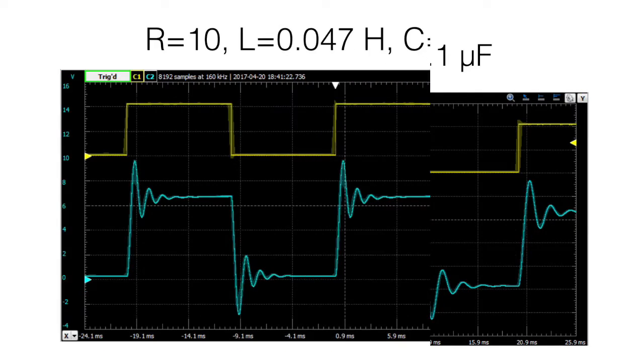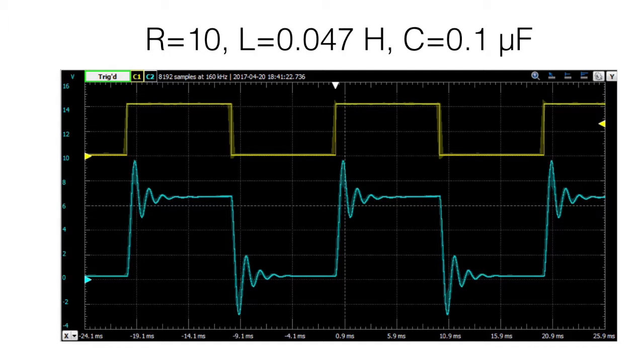Our next circuit used the original resistor and capacitor, but the inductor was changed to a 0.047 Henry inductor. Just like the first screenshot, this screenshot has the oscope where channel 1 is measuring the function generator into the OP amp, and channel 2 is measuring the transient response of the RLC circuit by measuring the voltage across the capacitor.